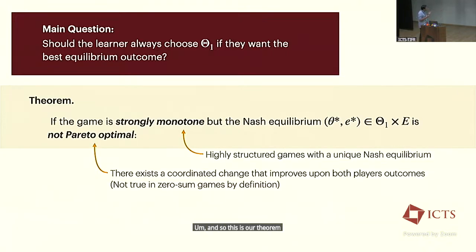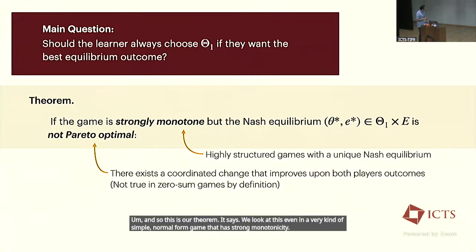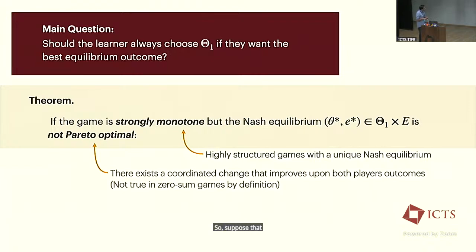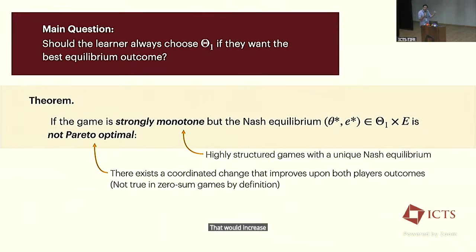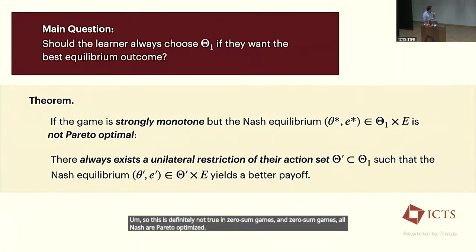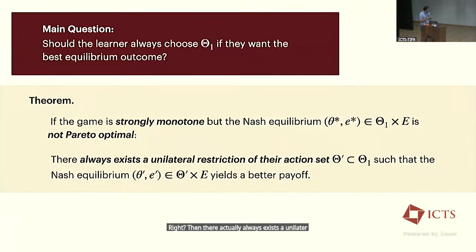We look at this even in a very simple normal form game that has strong monotonicity. So suppose that a game is strongly monotone, but your Nash equilibrium is not Pareto optimal, meaning that there's a point that you could move to from your Nash, a coordinated deviation that would increase the utility of all of the agents. So this is definitely not true in zero-sum games. In zero-sum games, all Nash are Pareto optimal, right? Then there always exists a unilateral restriction of your own action set, such that the Nash equilibrium in the new action set will yield a better payoff, right?